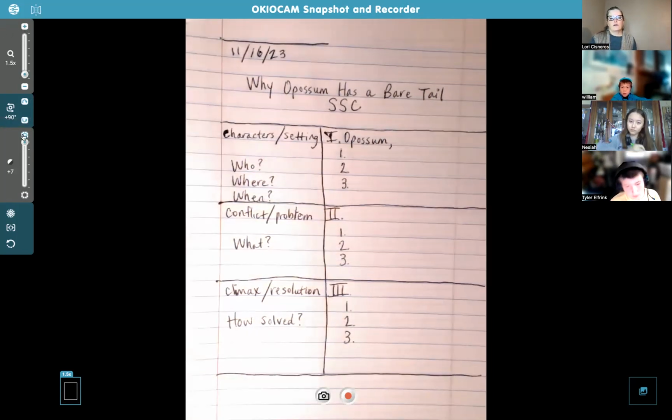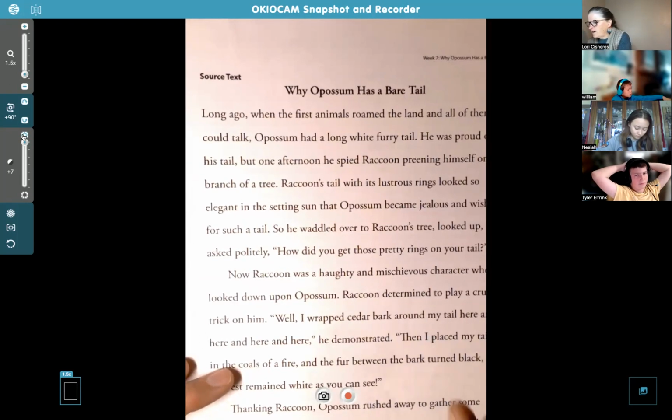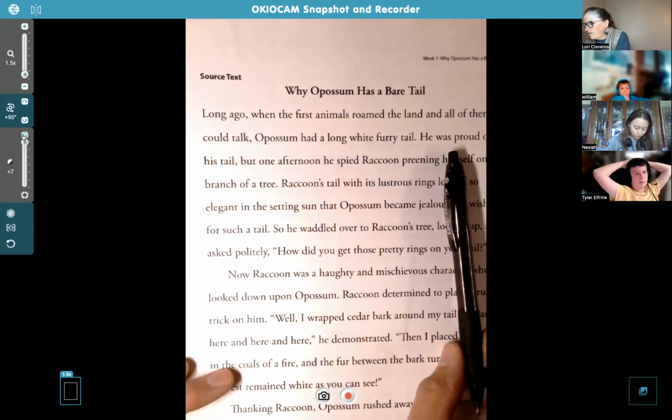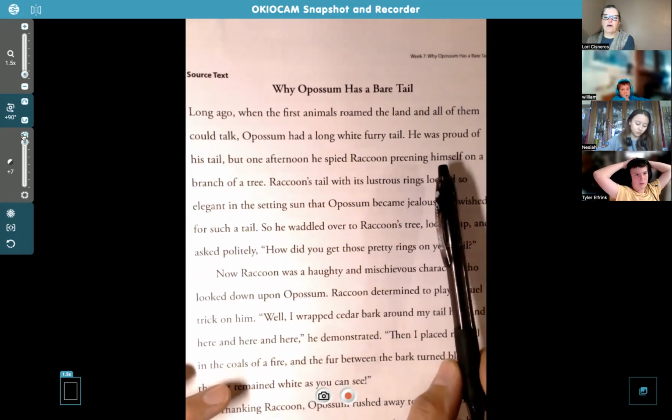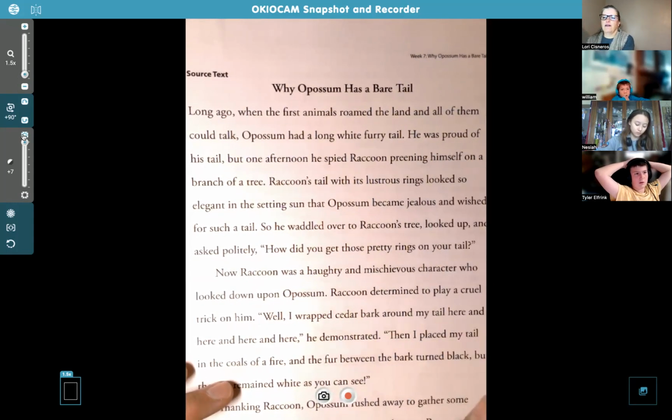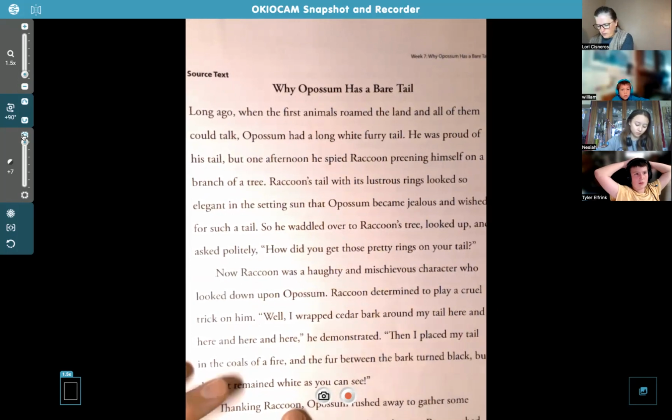Like, what's a word? Tricky. Say that again. Tricky? Is that what you said? Oh, picky? Okay, maybe picky. There might be a couple other different words here at the beginning. How did he feel about his tail when it was big, white, and fluffy? Proud. I'm thinking proud would be a good one.